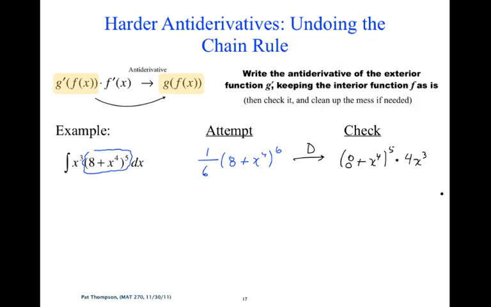So we're going to go back and adjust our attempt so that if we took the derivative, the 4 wouldn't be there. How are we going to adjust the initial attempt? We're going to need another 1/4, right? We're going to multiply that initial attempt by 1/4. So attempt number 2, 1/4 of what we had before. And then we could simplify that as 1/24.